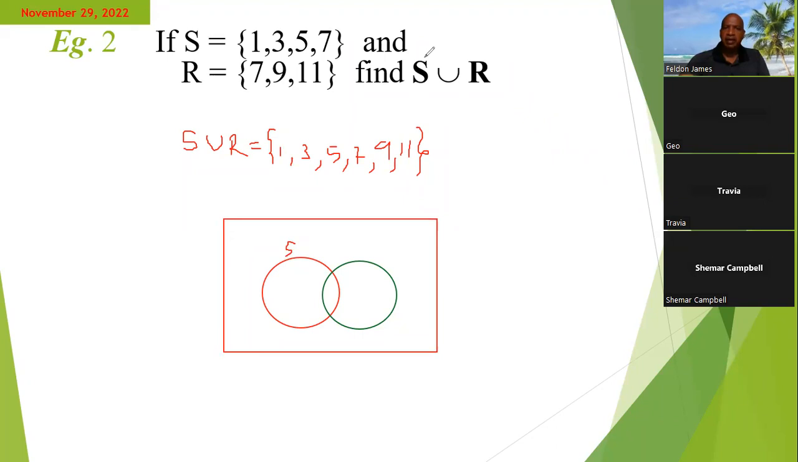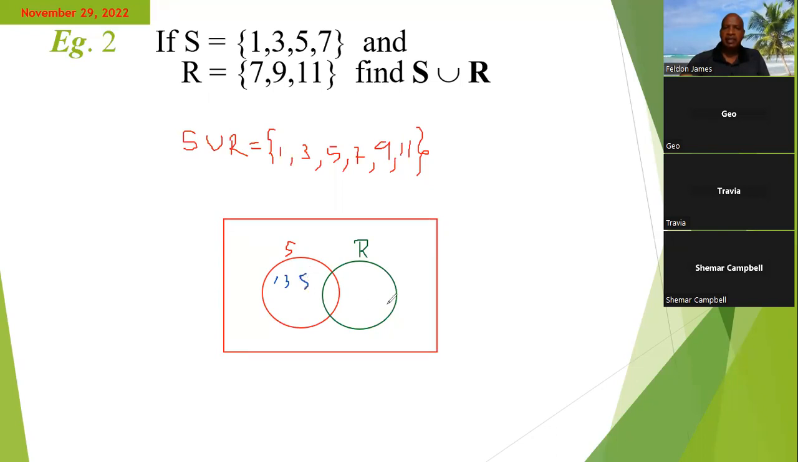And then label the other one R. Now, in S, I would put 1, 3. The odds, yeah, right there. 1, 3, 5.